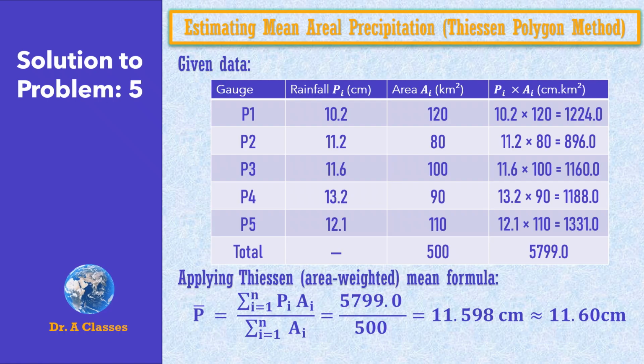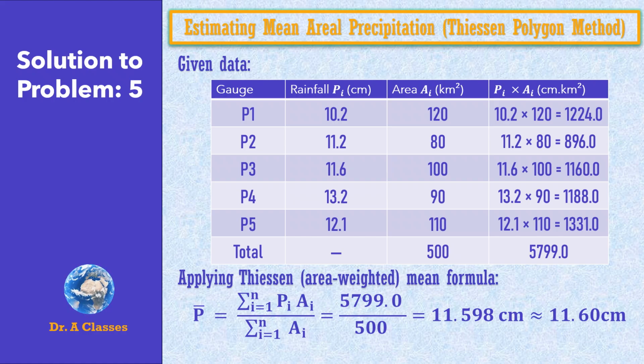To find the mean areal precipitation, we multiply each rainfall value by its respective area as shown in the last column. The total of all Pi and Ai values is 5799.0 centimeter square kilometer and the total catchment area is 500 square kilometers.